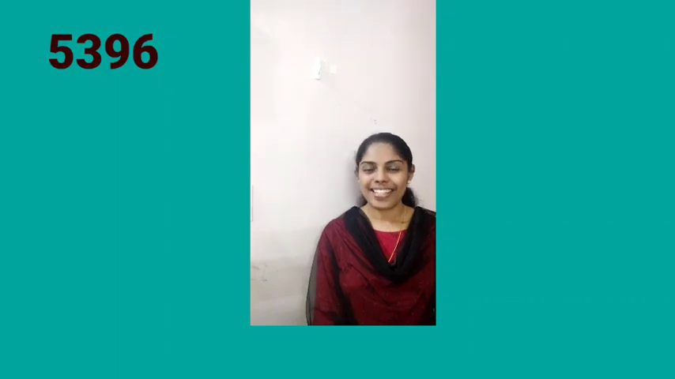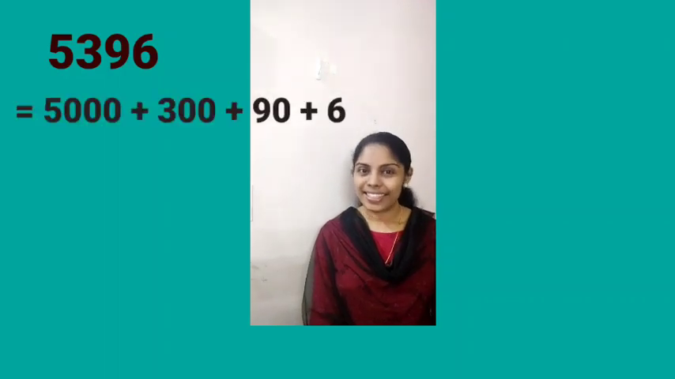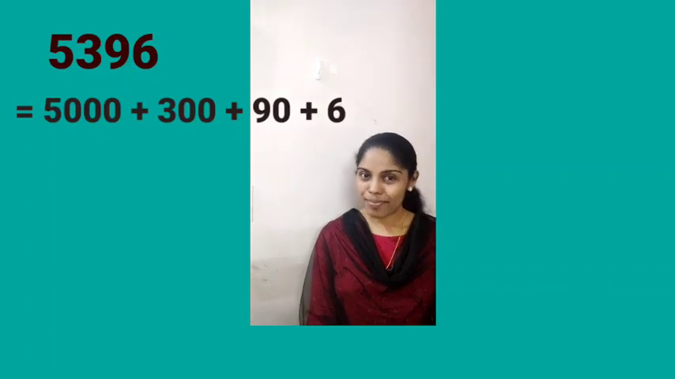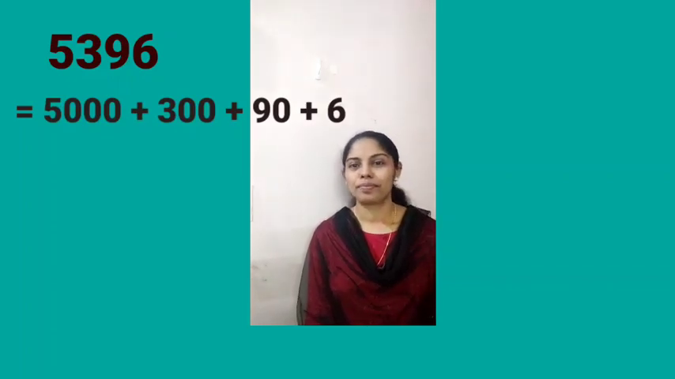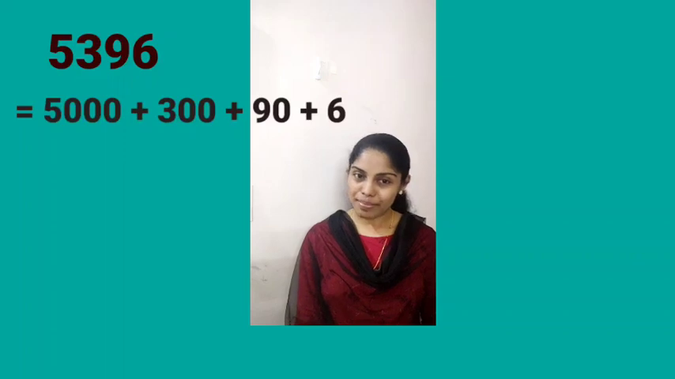Okay. Children, do you remember the expanded form? Can you see the expanded form of 5396? Do you remember? Yes, 5000 plus 300 plus 90 plus 6. Then can you write the expanded form of 15.365?